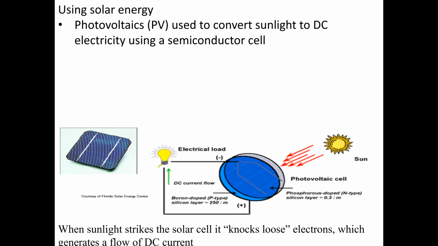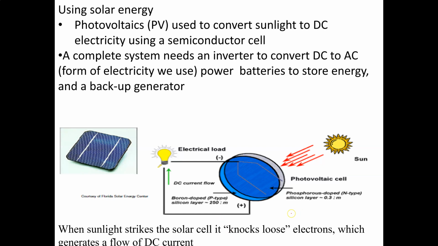Without making this too technical, let's just say what you get from sunlight is direct. What you need is going to be alternating. So there has to be something that causes that conversion. Here you can see sunlight hitting the object, which is basically composed of a bunch of solar cells, and that's creating direct current, and that's what allows you to actually cause things to work. So a complete system needs an inverter. Remember, that's what converts the direct current into an alternating current.